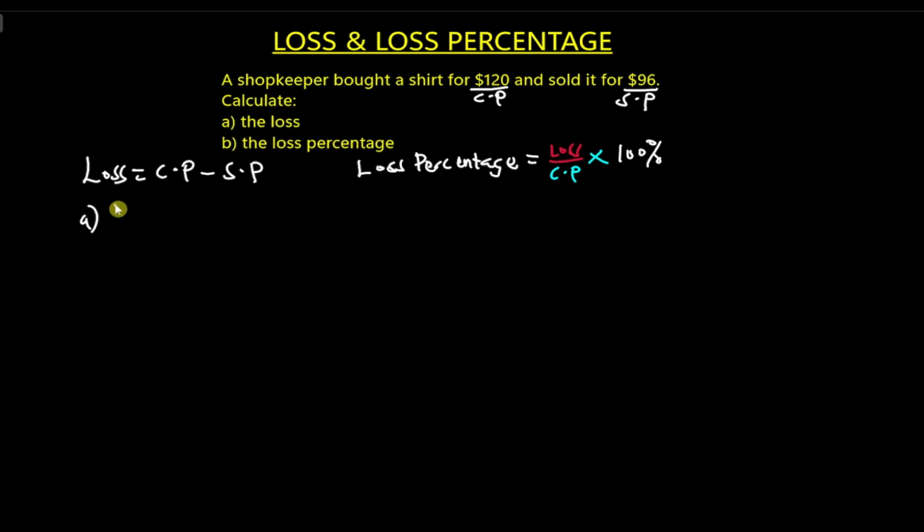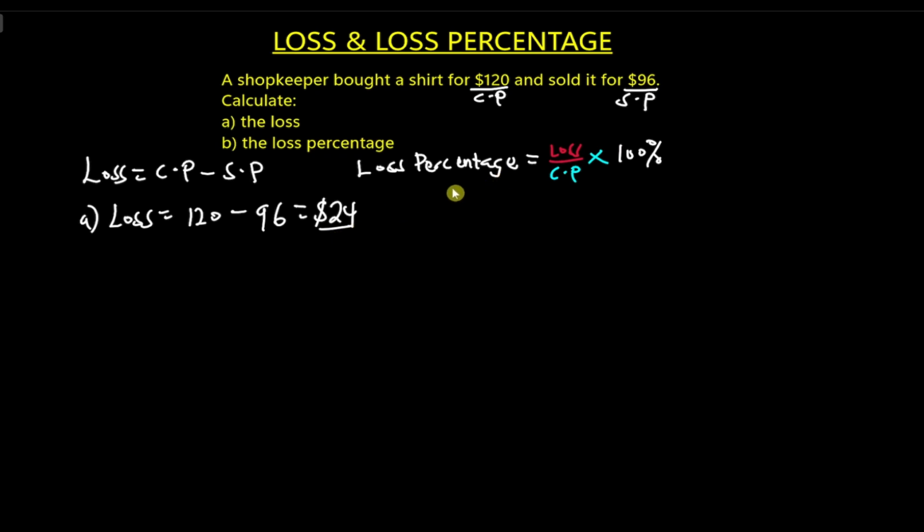The first one, we have loss. The cost price is 120, so 120 minus the selling price, which is 96, so minus 96, and 120 minus 96 is 24, so you have $24. Now as you can see, the loss is $24. So you can write your final answer: therefore, or hence, or thus the loss is $24.